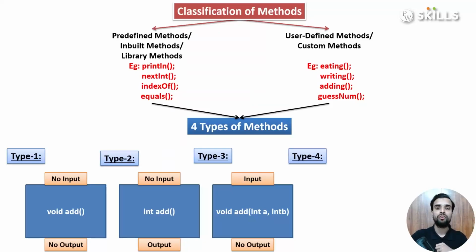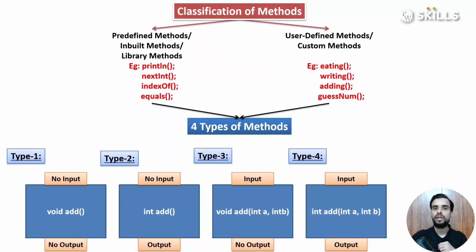What about the type 4 method, sir? It is going to be such a method which would be accepting input. At the same time, it would also be returning some output. And what about the example, sir? This is how it is going to look like.